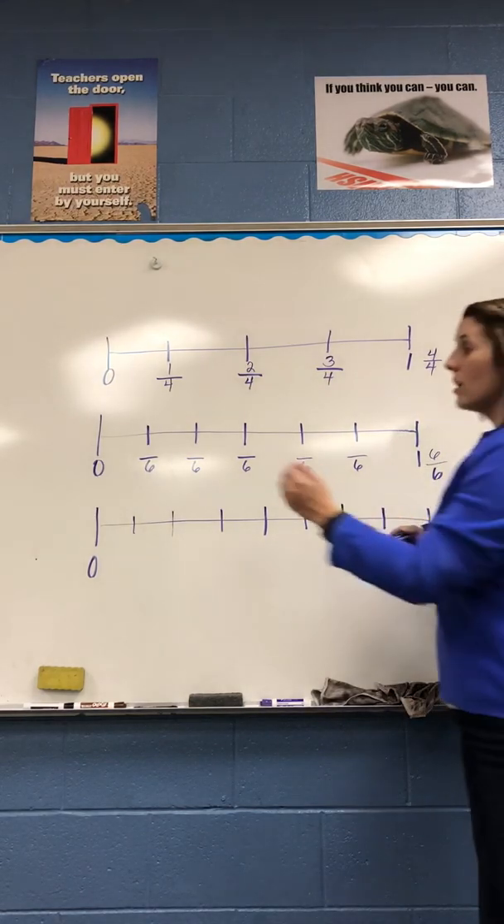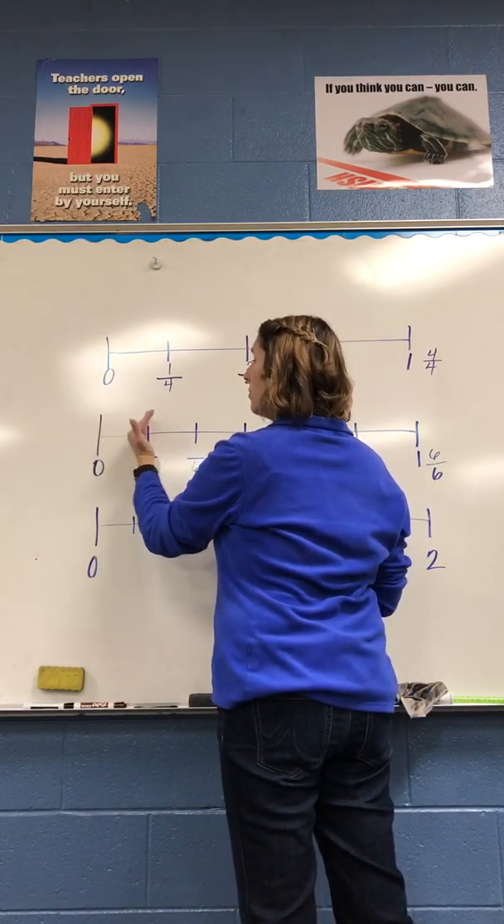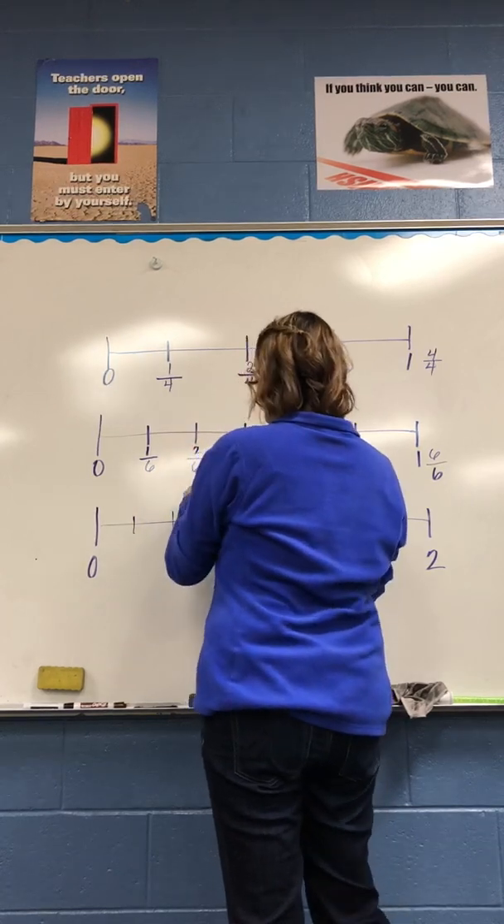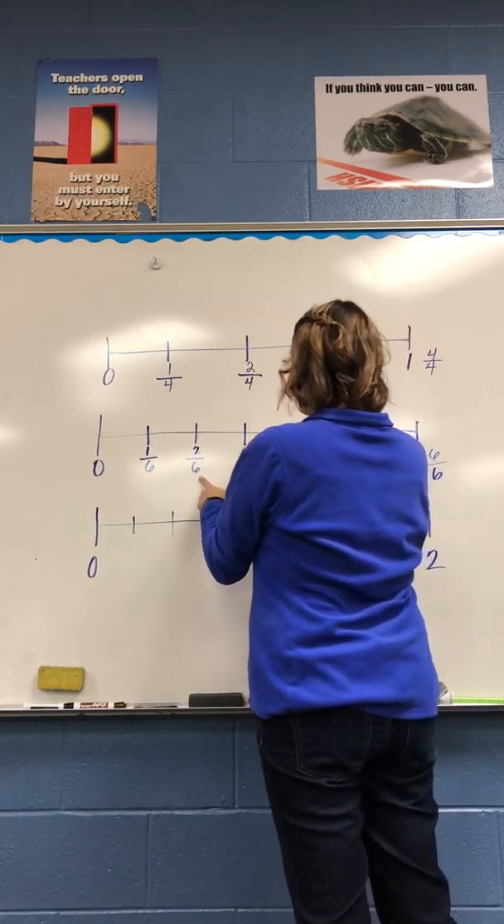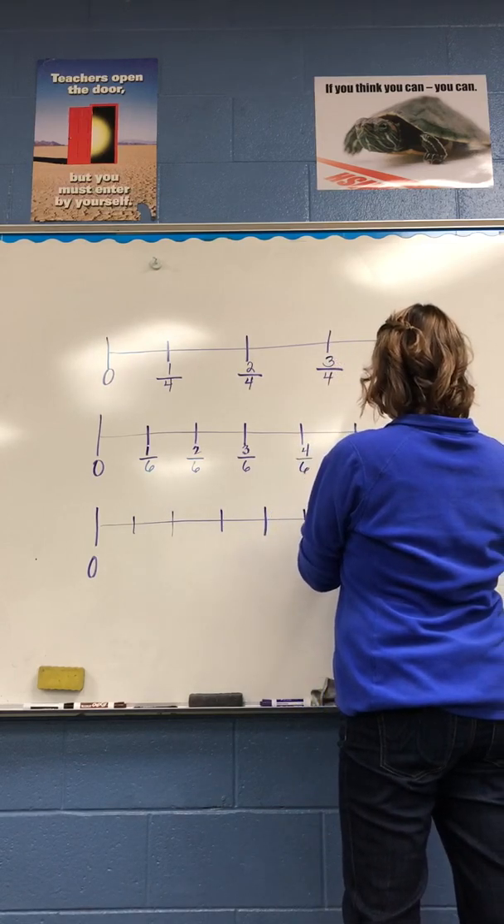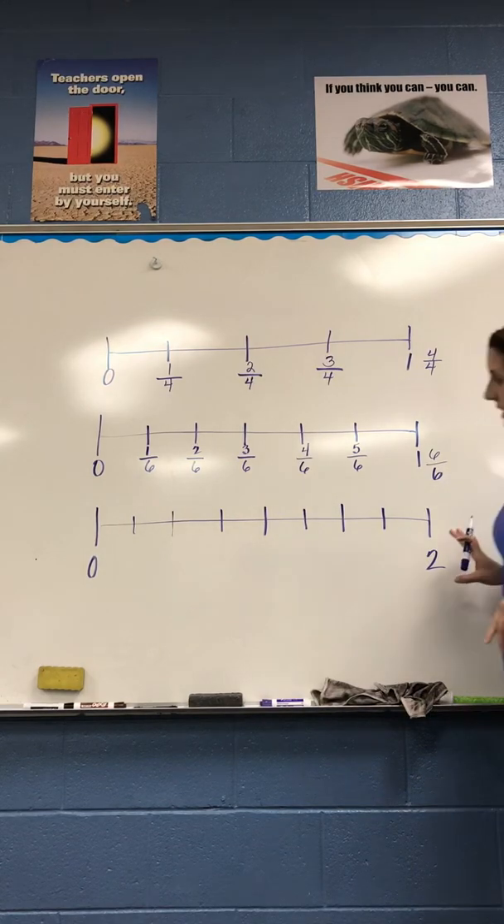Okay, so now I just have to go through and count how many sections. 1/6, 2/6, because it's 2 out of 6, 3/6, 4/6, 5/6, till I get to the end, 6/6.